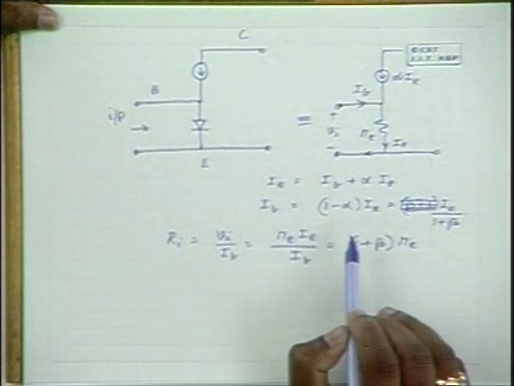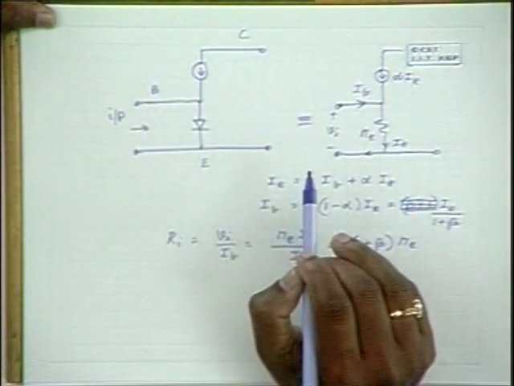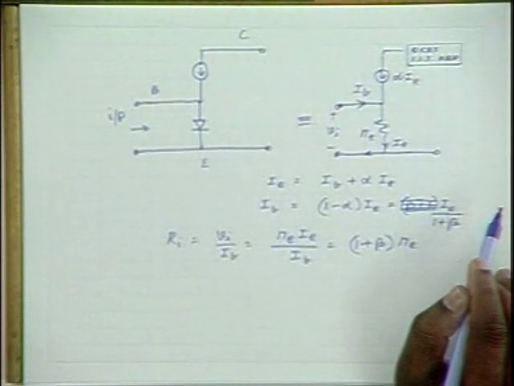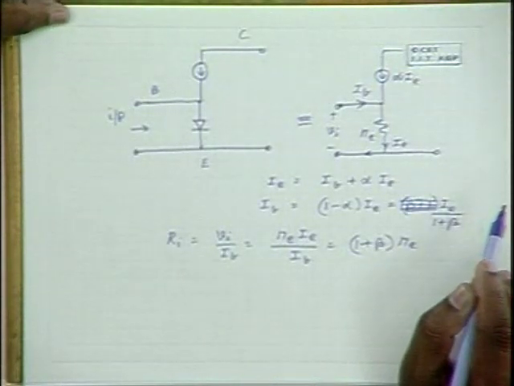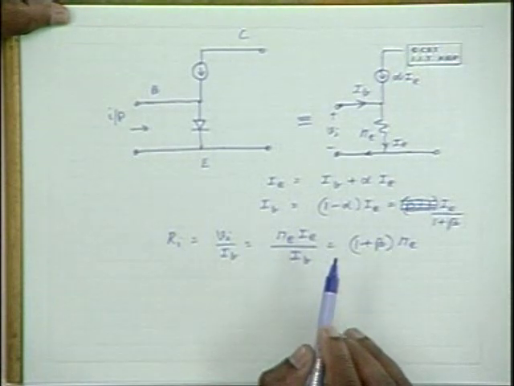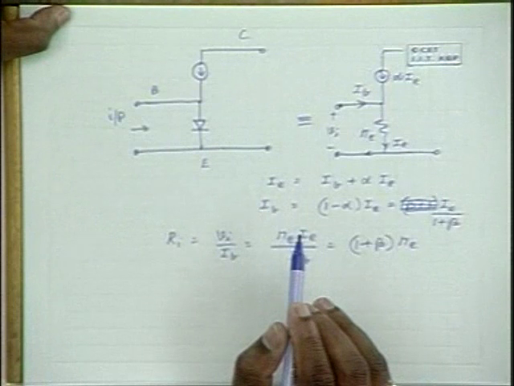Hence, the same expression can be obtained by using the common base model itself in the common emitter configuration by changing the input side and output side. Now, how much is the output impedance in the case of a common emitter configuration?